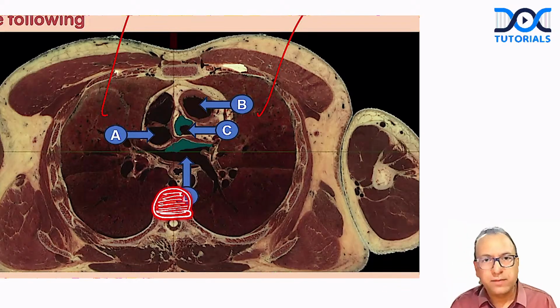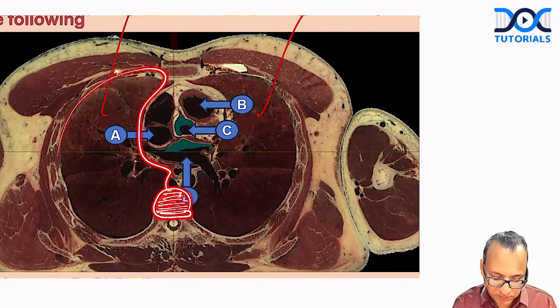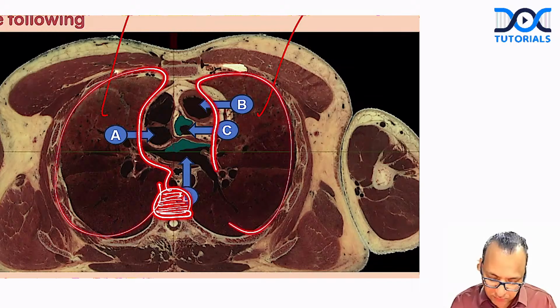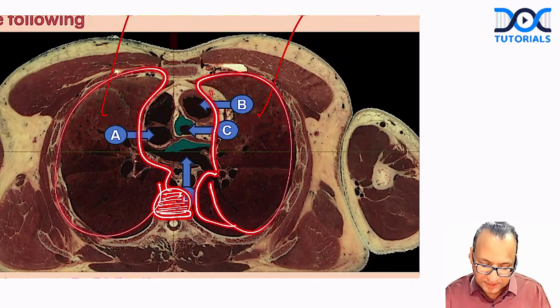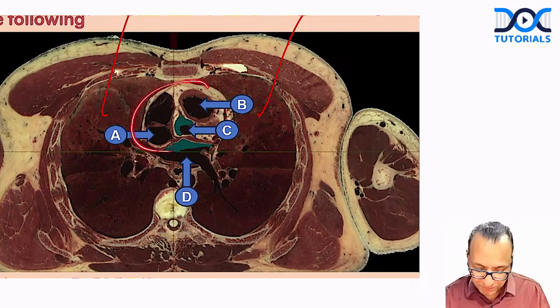Must be thoracic vertebra because you're in the thorax. You're in the thorax because these are the lungs. If these are the lungs, you are in the thorax. And this is the heart. Now, this is the heart. Which chambers are we looking at?